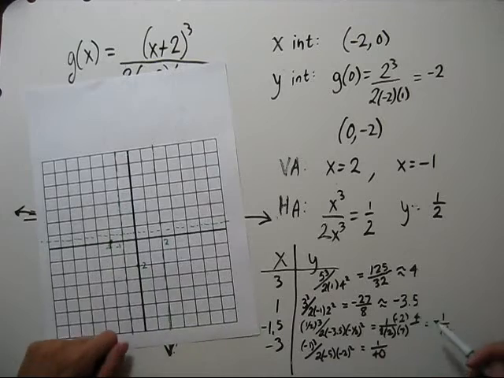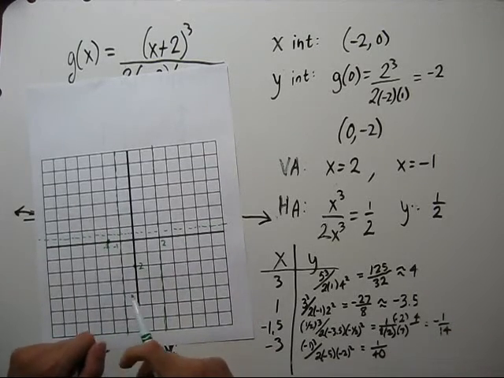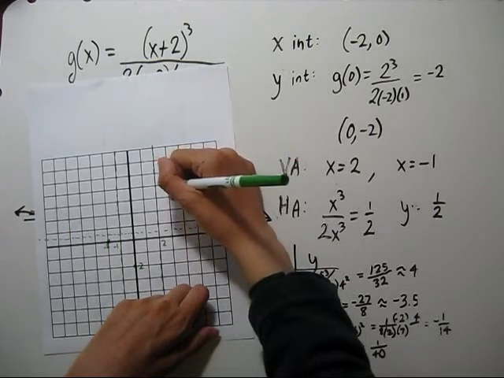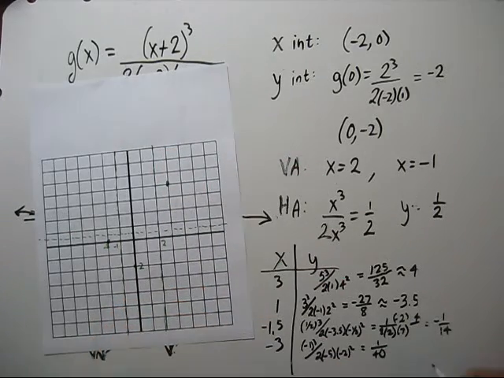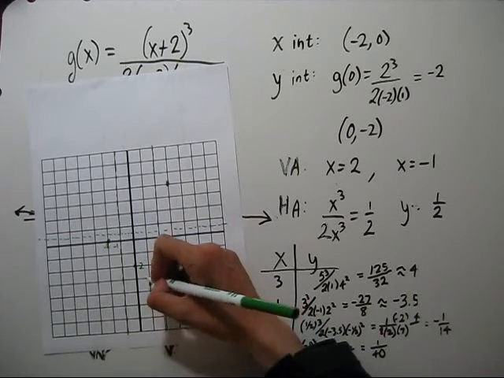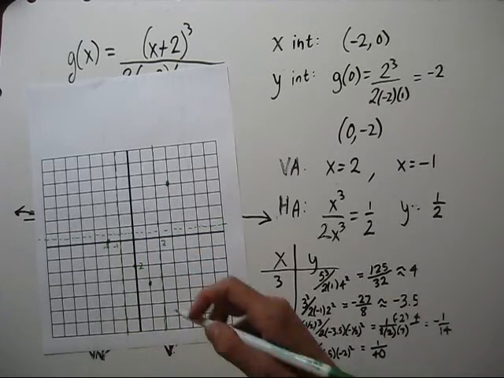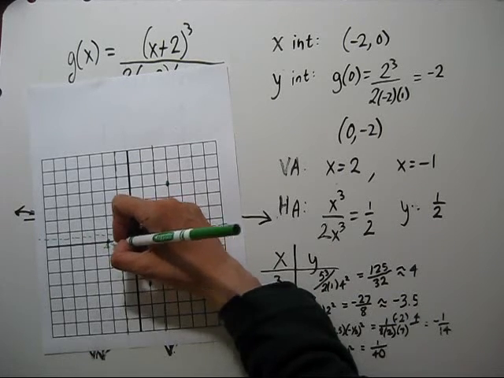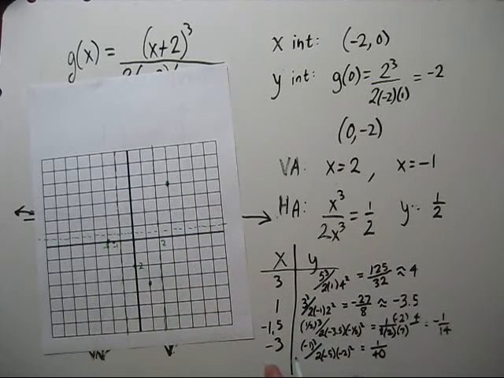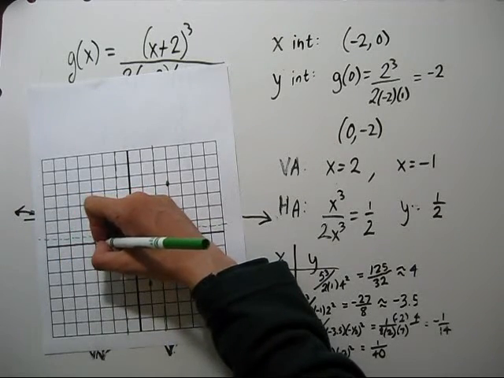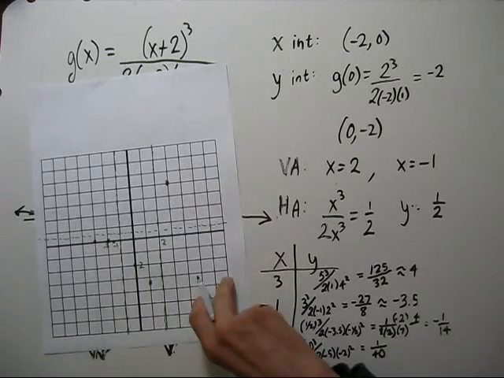So now let's add these ordered pairs to the graph. We have 3 and approximately 4. 1, negative 3.5-ish. Negative 1.5 is negative 1/14. We're just barely below the x-axis. And at negative 3, we're 1/40th, so we're just barely above.